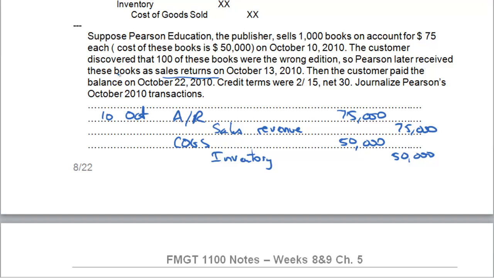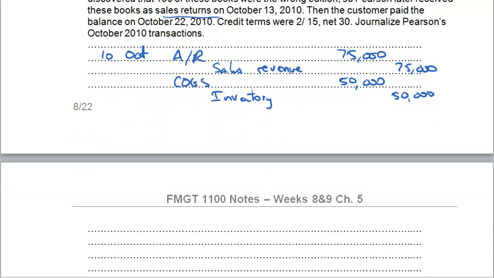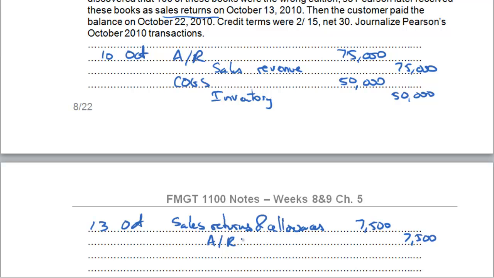100 of them were the wrong edition, and they got returned on the 13th. On the 13th of October, they were returned, and that means we're going to debit this new account called Sales Returns and Allowances. How much? 100 books, $75 each, so $7,500. And we're going to credit accounts receivable to reflect the fact that the customer owes $7,500 less.